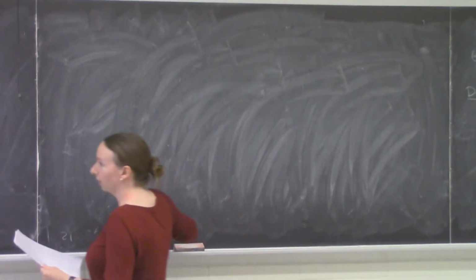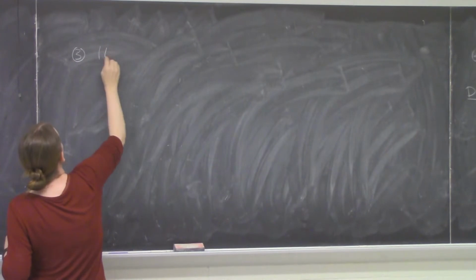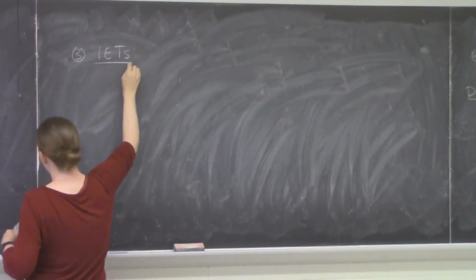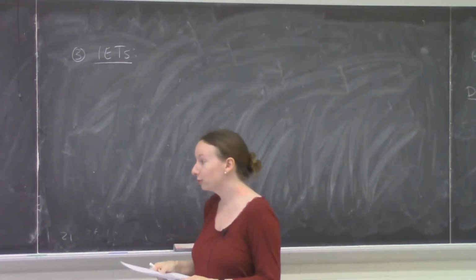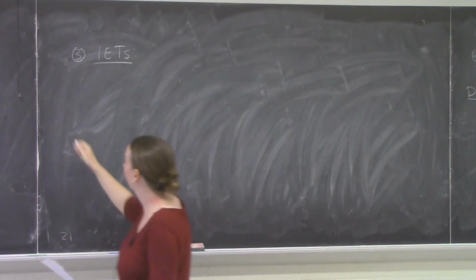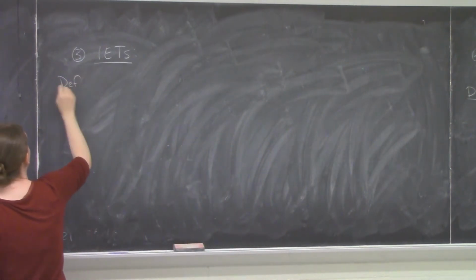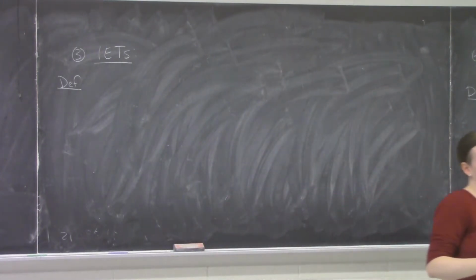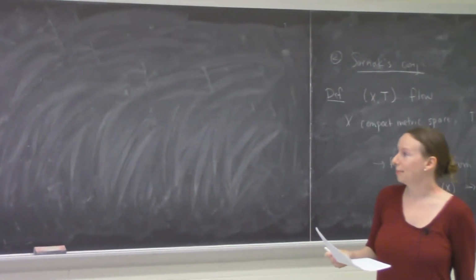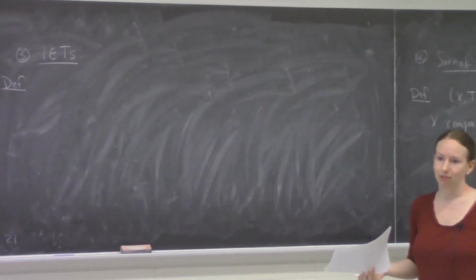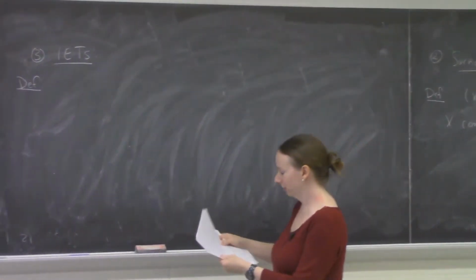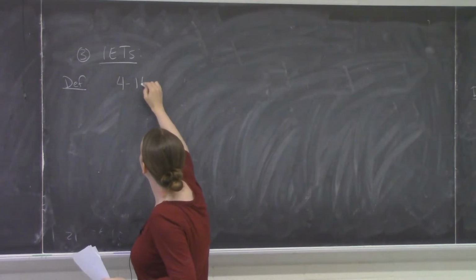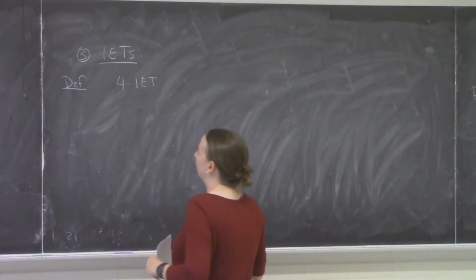Okay. So now let's move on to interval exchange transformations. So this is where I'm going to need the color chalk. Okay. So I'm going to give the definition of an IET, basically by picture, because that's much more interesting. And I'm going to do it for four IETs so that I don't have to generalize to lots of intervals. Okay. So this is going to be for a four IET.